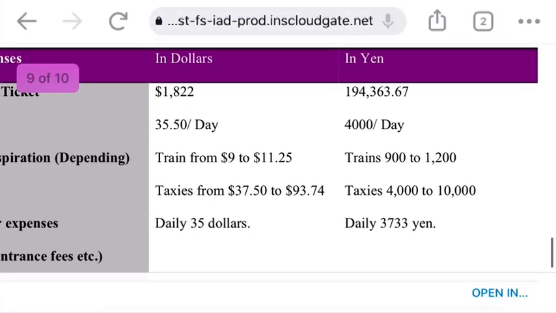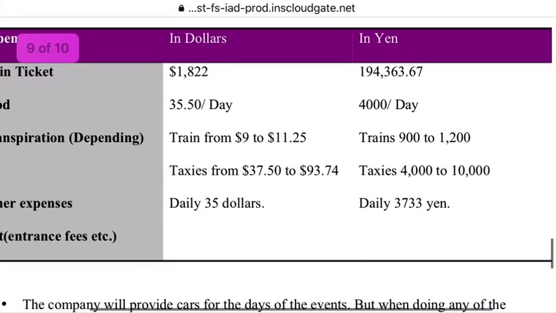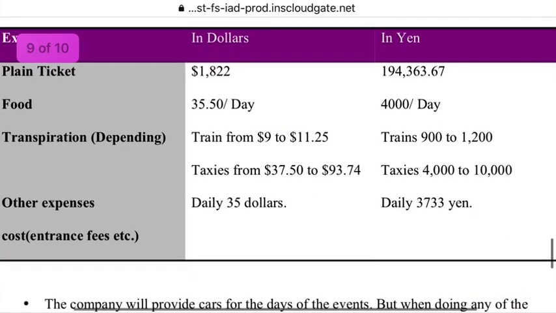The plane ticket round trip was, I think she said she was in New York. I'm not going to make you dizzy and go back to the organization background, but from New York to Tokyo, I believe, is where she was going. It's about 1,800, so she converted that into the yen. Food, she said, set aside $35 a day, and that's what it translates to. Transportation, depending, she specified, you're taking the train. It's about $9 to $11.